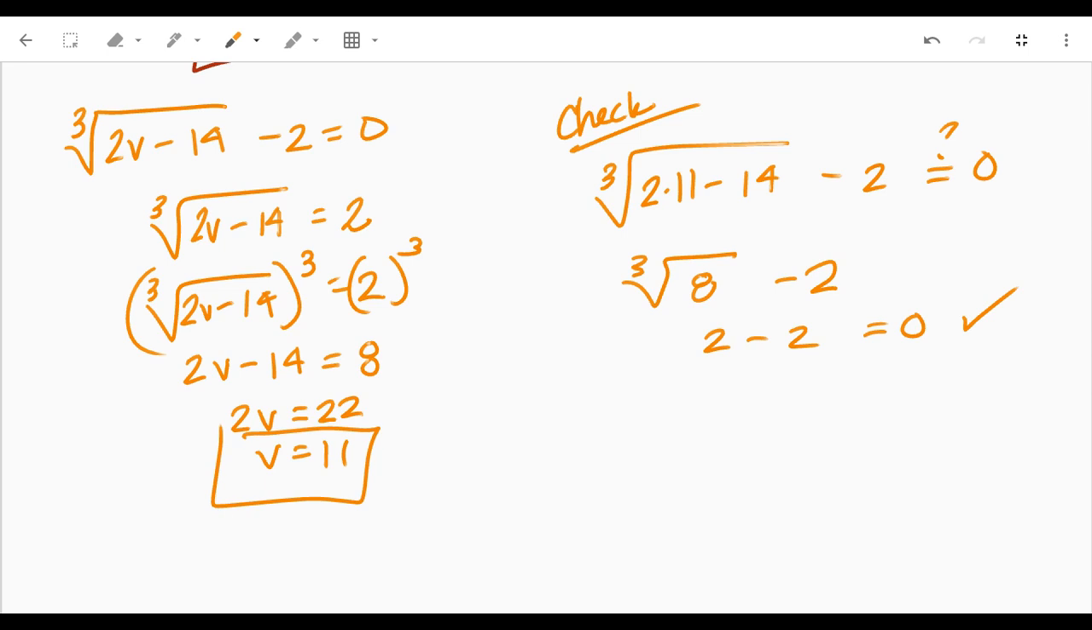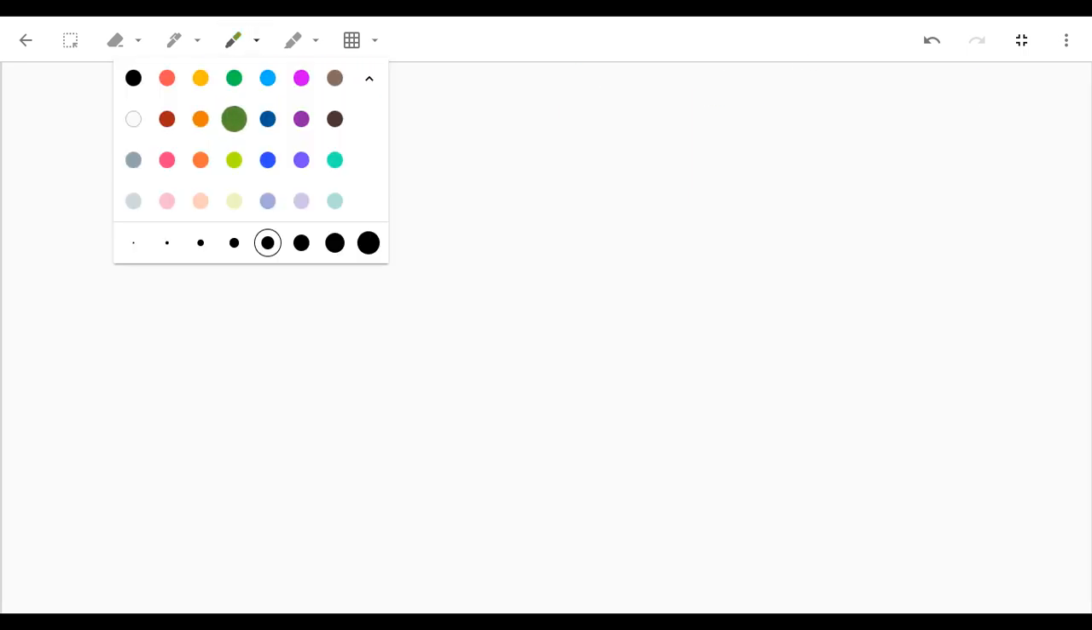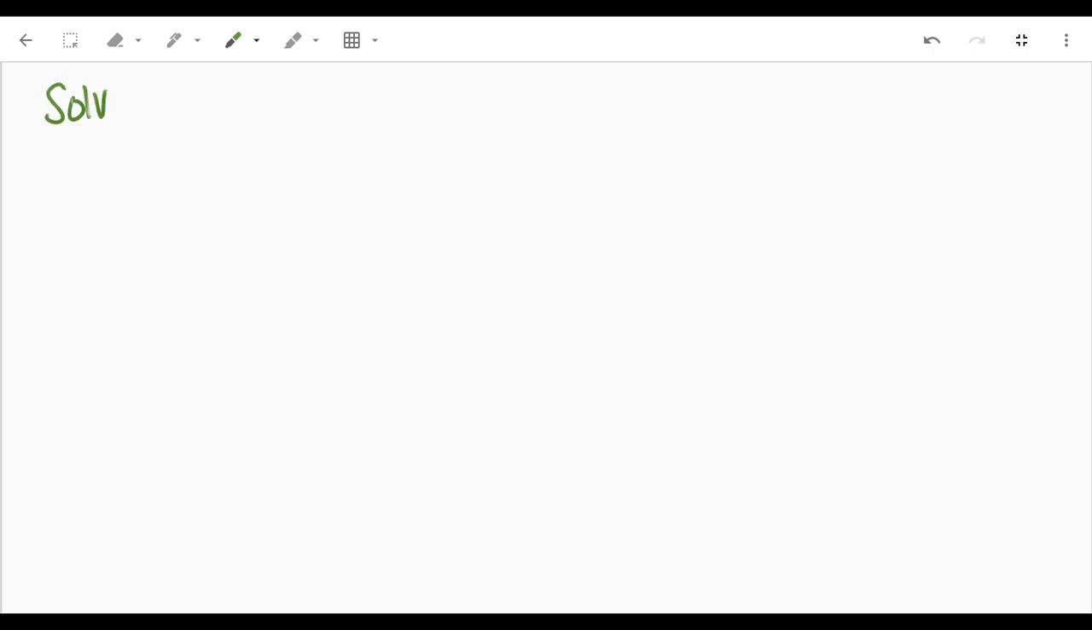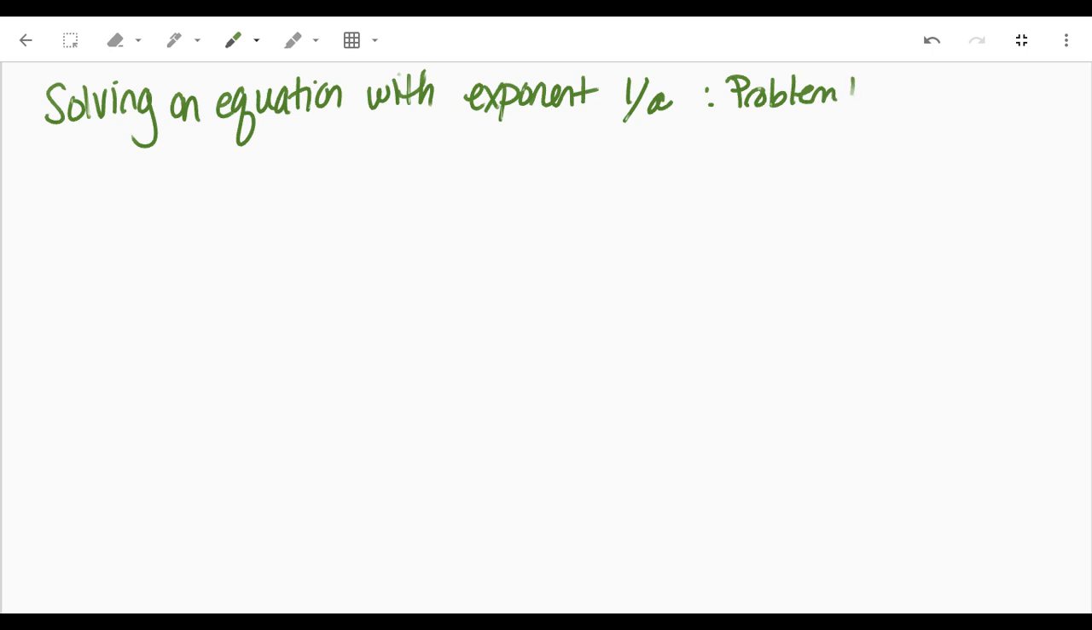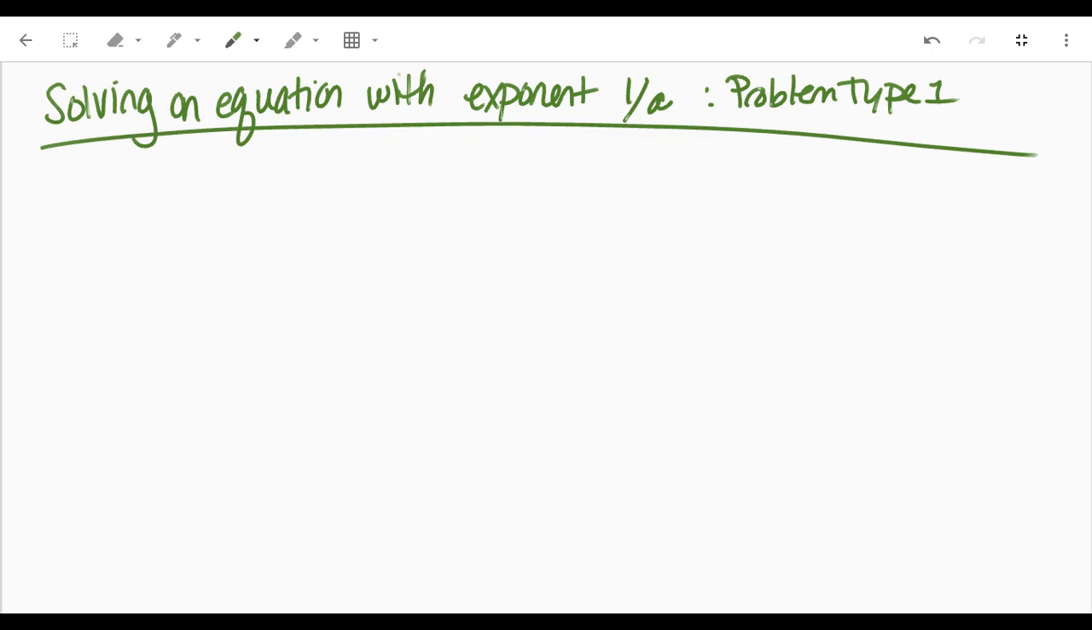All right, next topic. We have solving an equation with exponent 1 over a, problem type 1. So for this one, I think these are pretty straightforward. We would have u to the 1/3 equals 3.